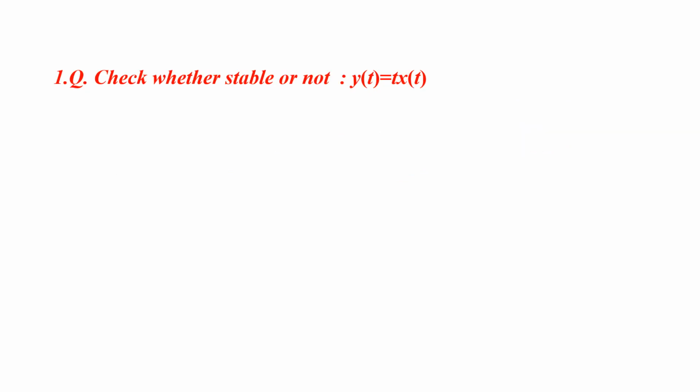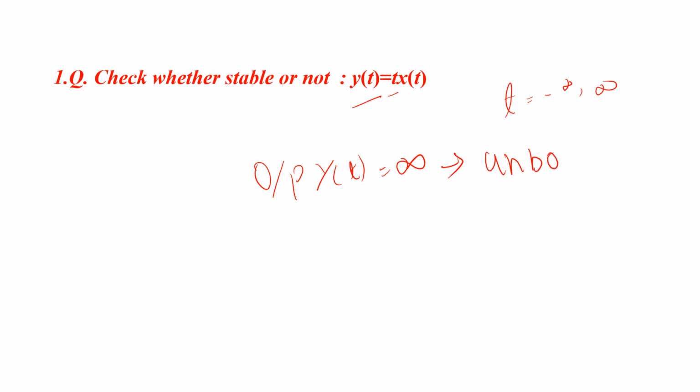First question: y of t is equal to t into x of t. Whether the system is stable or not. You can see t ranges from minus infinity to infinity. If t is infinite, we get the output y of t infinite, which means it is unbounded, so it is called unstable.